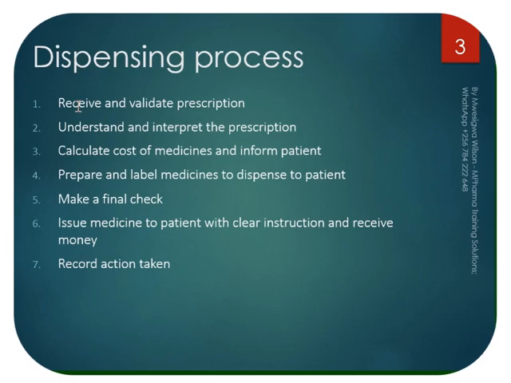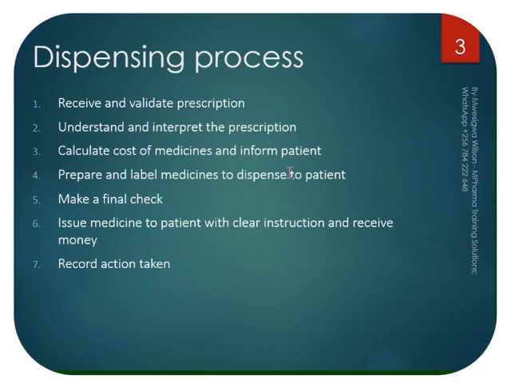So now the dispensing process: receive and validate the prescription. Validation involves checking if it contains the components of the prescription. Remember, we talked about the prescription earlier. The next step is to understand and interpret the prescription. Here, you interpret the abbreviations and any information which has been put on the prescription. You need to calculate the cost and then inform the patient. This one is key in a private setting.